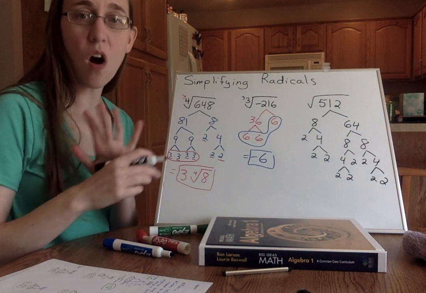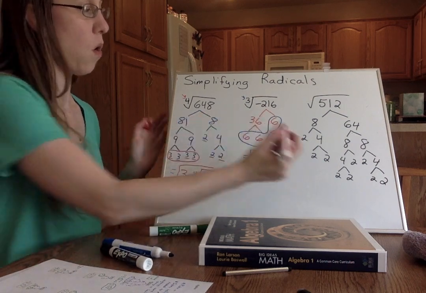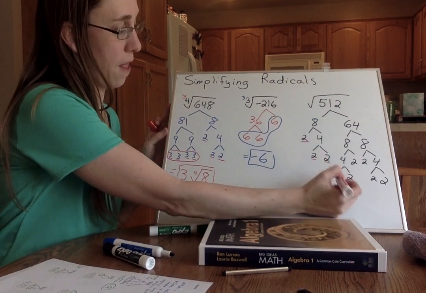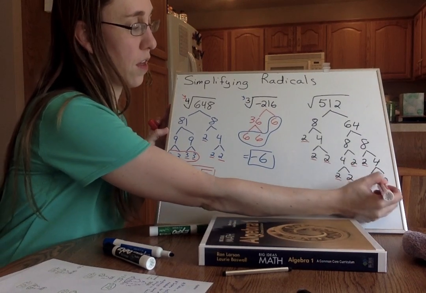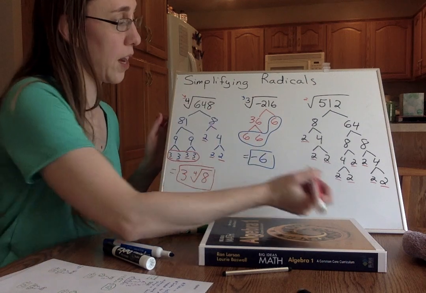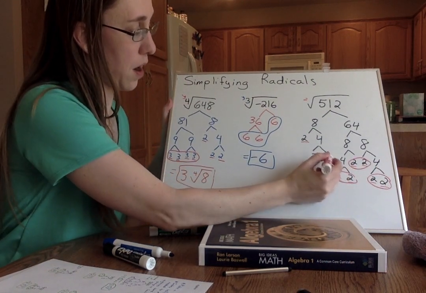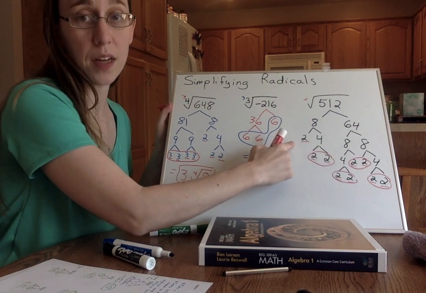So this one I broke down all the way into the smallest pieces possible. And I ended up getting a whole bunch of 2s. I'll underline them so we can see them all. Now remember, this was an index of 2. We need 2 of a kind. So here's a pair, here's a pair, here's a pair, here's a pair. But that guy's left all by itself.